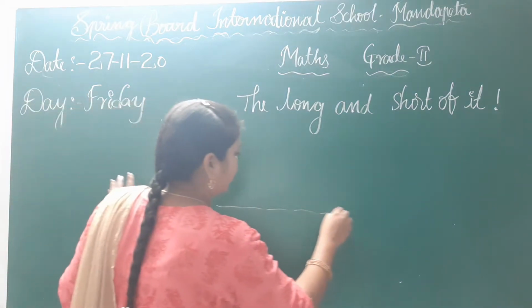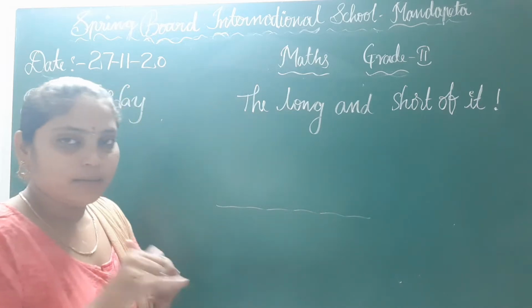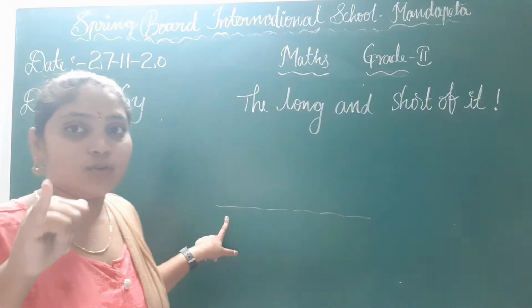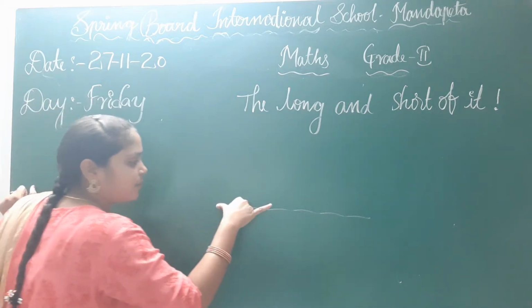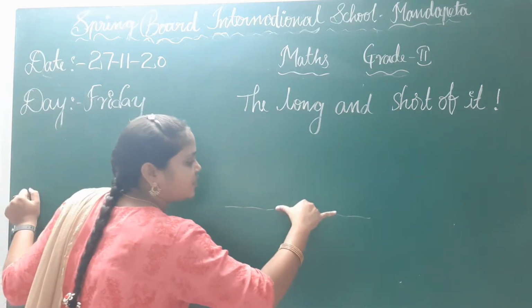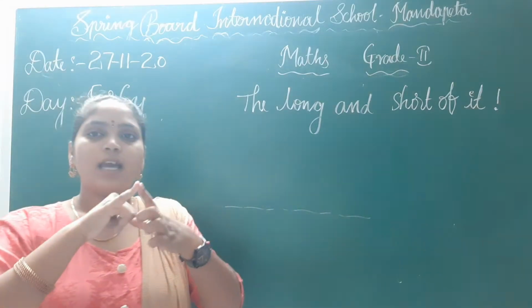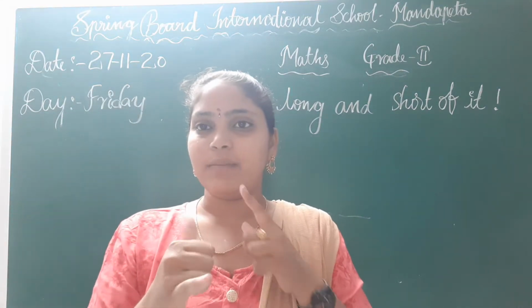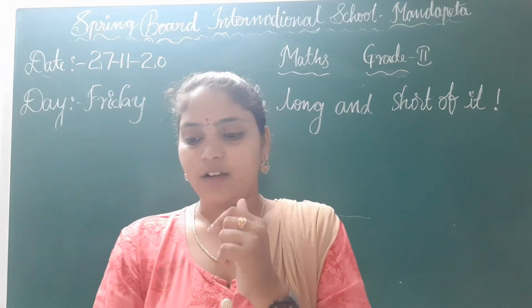For example, here some flowers are there. I want to measure this using my hand span. So how to measure? This is the starting point. Now you have to measure like this. Okay, children, you have to measure like this. This is hand span. Hand span means the distance between thumb finger and little finger.